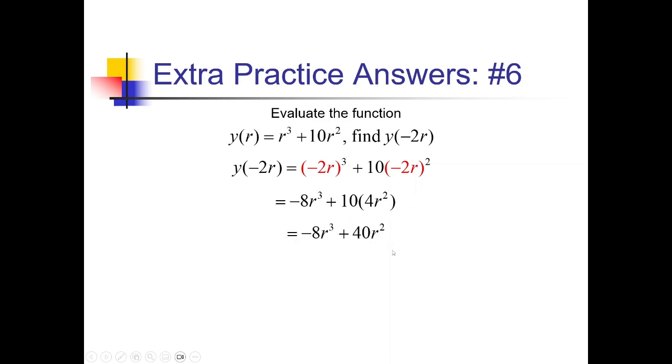Taking a look at the end here, we have different exponents. So even though they're the same variables, the exponents being different means we cannot combine these, so this is as simplified as it's going to get.